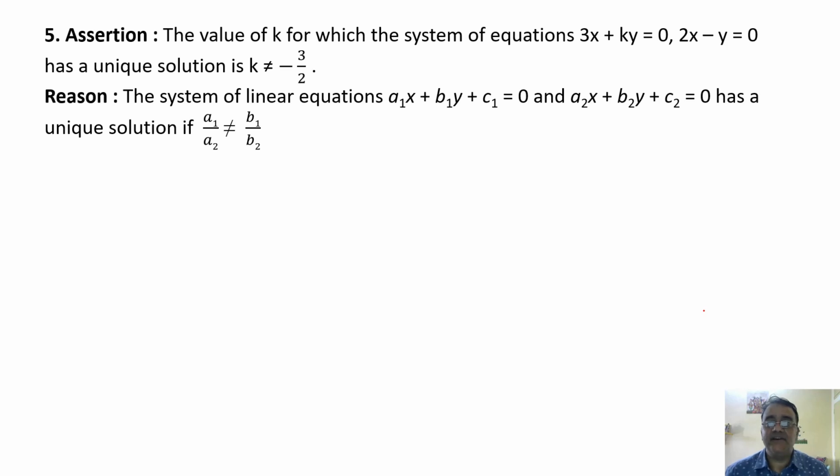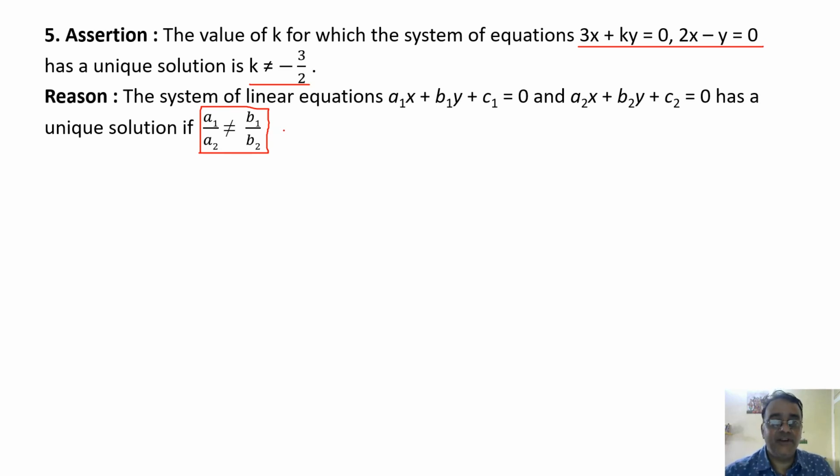The value of k for which the system of equations 3x plus ky is equal to 0 and 2x minus y is equal to 0 has a unique solution is k is not equal to -3 by 2. And the reason is given. The system of linear equations a1x plus b1y plus c1 is equal to 0 and a2x plus b2y plus c2 is equal to 0 has a unique solution if a1 upon a2 is not equal to b1 upon b2. So is the reason correct? Yes, sir.